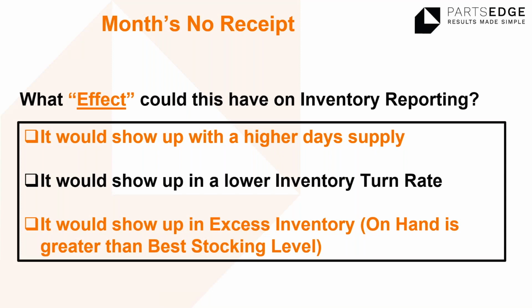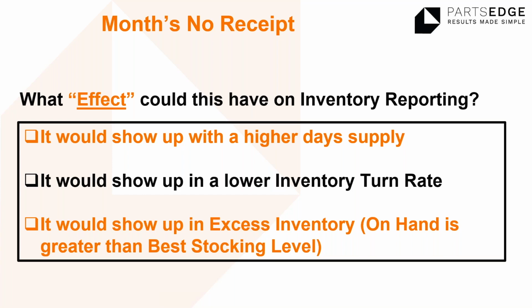What effect would this have on your inventory reporting? Well, one of the things is it may look good in that 0 to 3 months category and look like it's active, but it would show up showing a higher day supply, because this is basically excess inventory, which is the bottom button. This is where your on hand is greater than your best stocking level. And it would also show up definitely with a lower inventory turn rate.